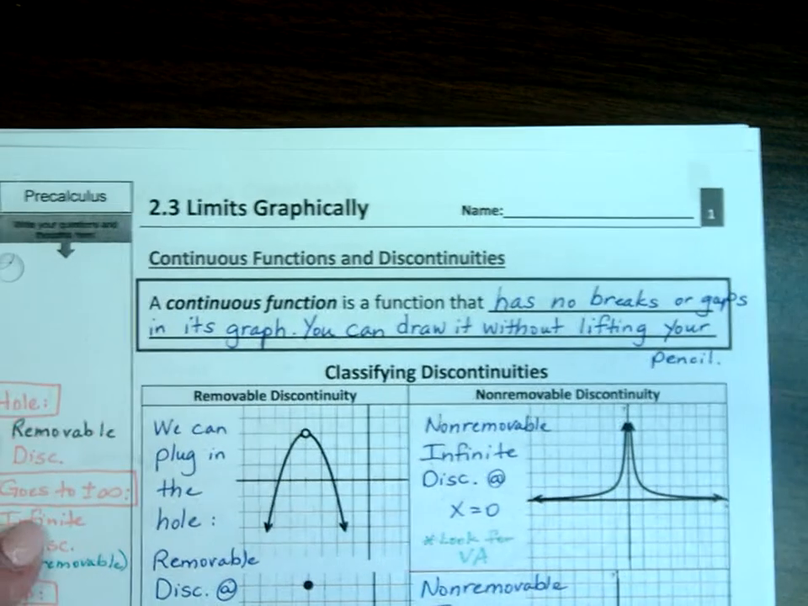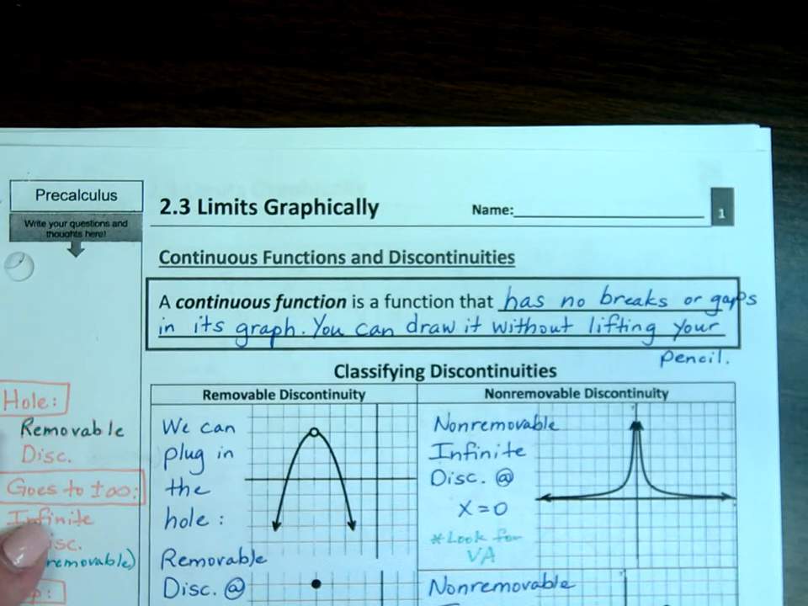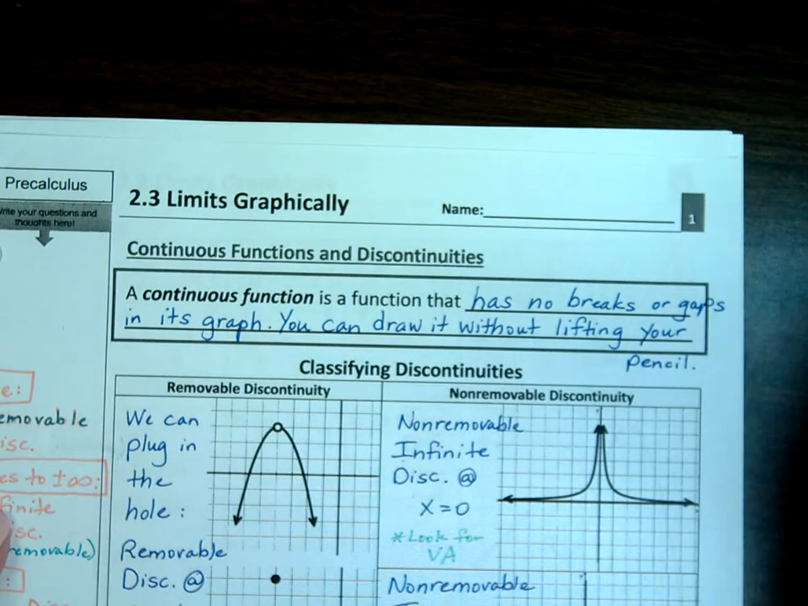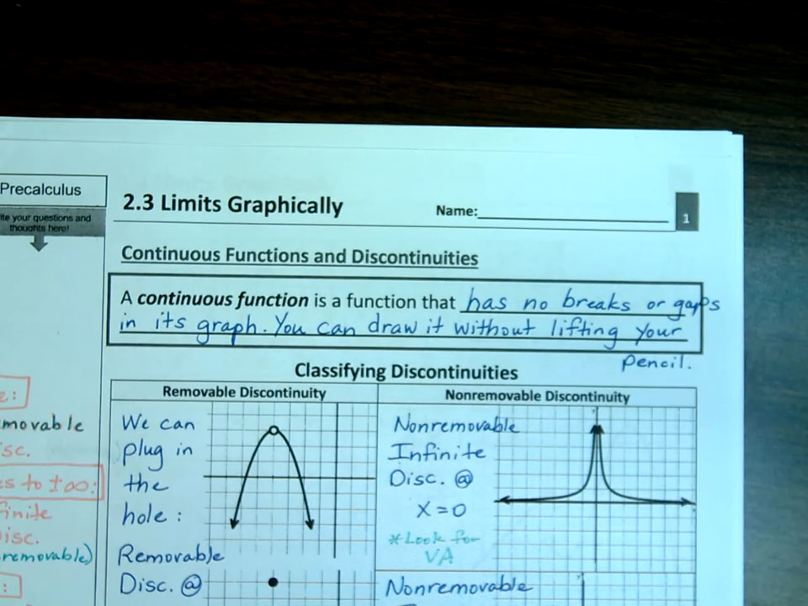Section 2.3, looking at graphs, looking at limits graphically. So the first thing, you should have watched the video, and I'm going to go through this quickly, but stop me if you had questions, or if he went too fast and it didn't make sense. I'm going to try to clarify and clear things up for you.